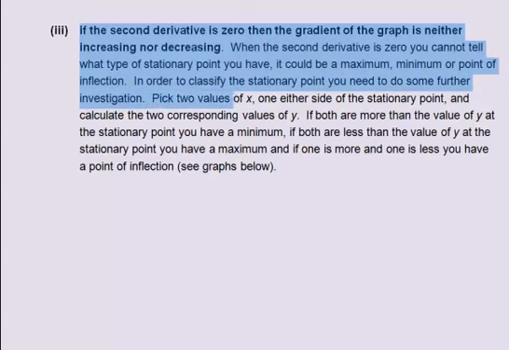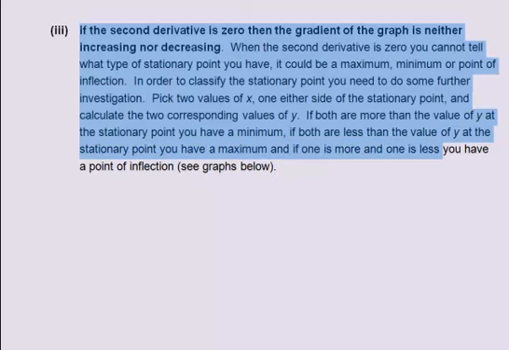Pick two values of x, one either side of the stationary point, and calculate the two corresponding values of y. If both are more than the value of y at the stationary point, you have a minimum. If both are less than the value of y at the stationary point, you have a maximum. And if one is more and one is less, you have a point of inflection. See graphs below.